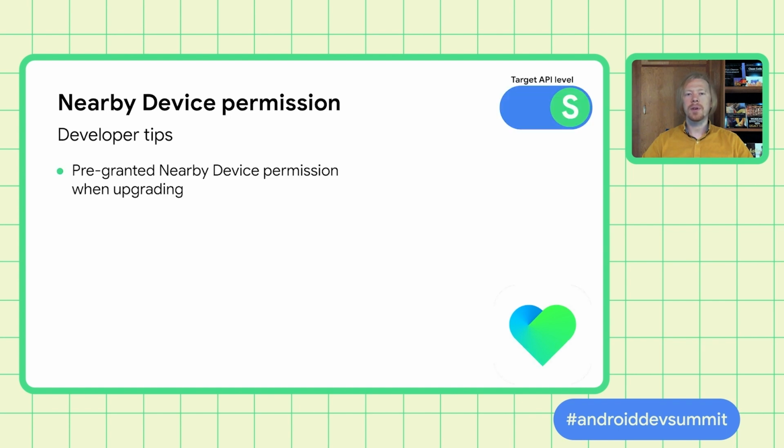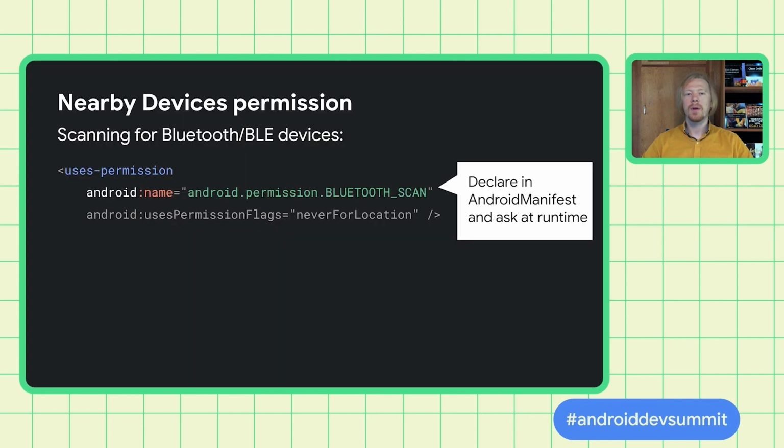To reduce user friction, nearby device permission will be granted automatically when a user upgrades to Android 12, but only if the app already had a location permission granted on the previous Android version. To use the new nearby device permission, you must declare Bluetooth scan permission in your manifest file. This is a runtime permission, so in addition to declaring it in the manifest, your app must check and request this permission at runtime before initiating device discovery.